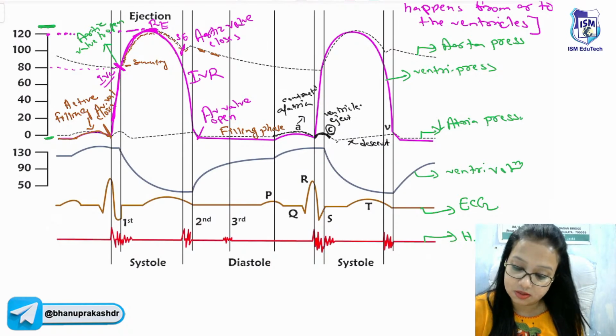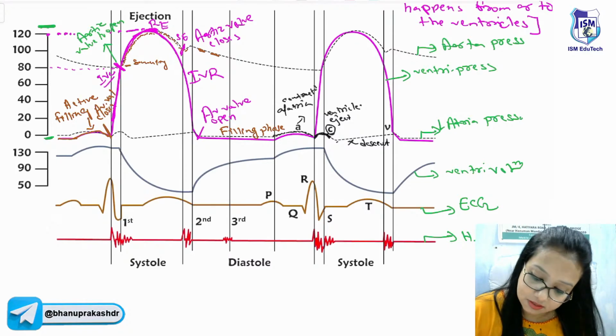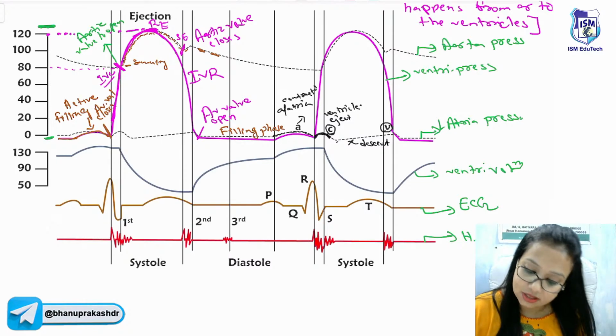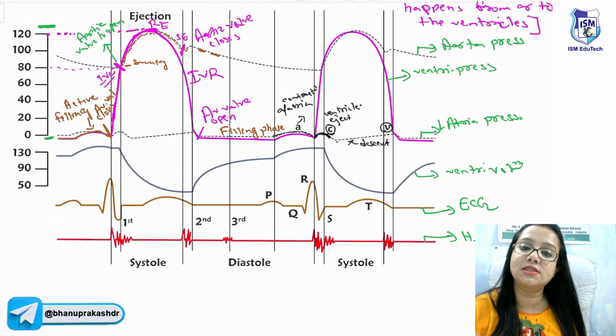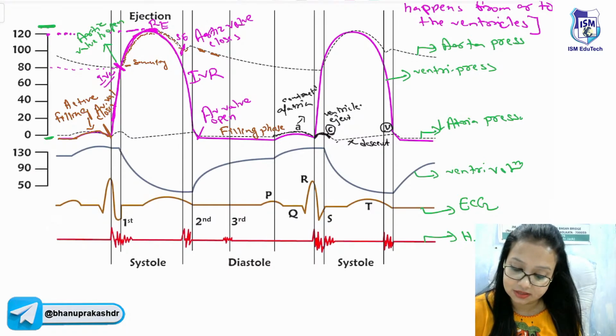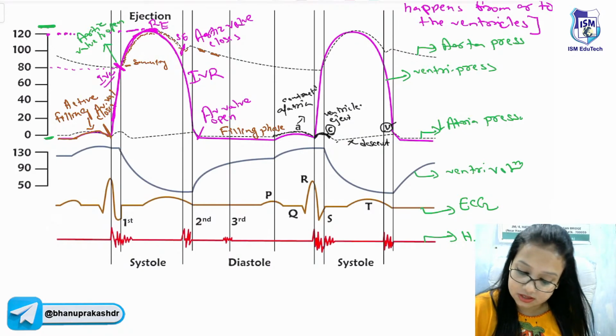Then again, when blood comes from the atria to the ventricle and the ventricle is getting filled, there is a slight increase in the atrial pressure, which is the V wave. This is due to the filling of the ventricles.